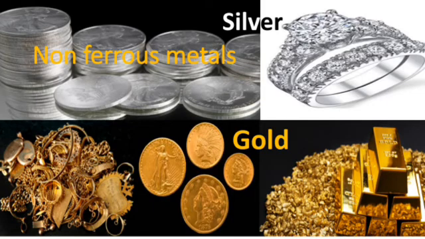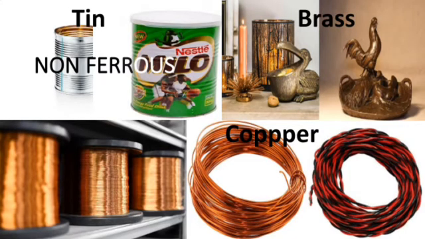Now these are the non-ferrous metals. Non-ferrous metals are used in making jewelries, like the gold jewelries there, the gold coins, and so many other things made with silvers and golds. There are so many things. Now we have the tin.